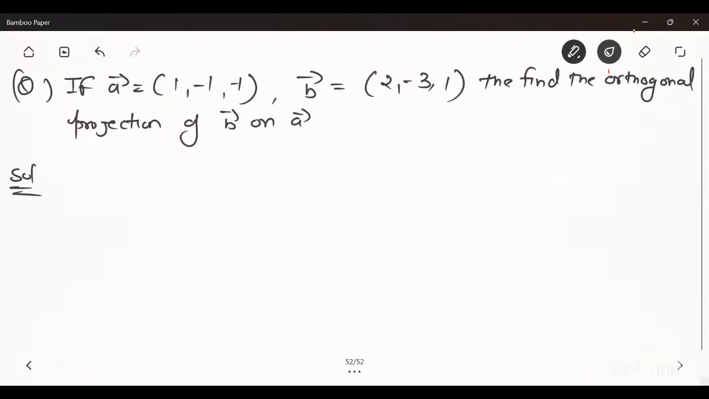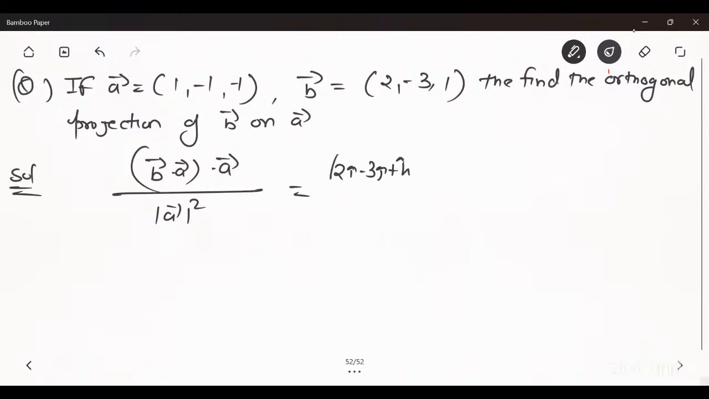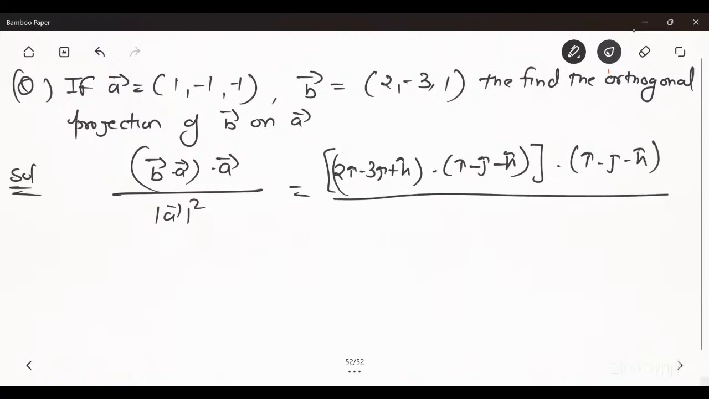Similarly, we have to find the orthogonal projection, the formula is the same. The value of orthogonal projection is B dot A vector upon mod A whole square. The value of B is 2i cap minus 3j cap plus k cap, and the value of A vector will be i minus j minus k cap, and mod A is the square root of 1 whole square plus minus 1 whole square plus minus 1 whole square.